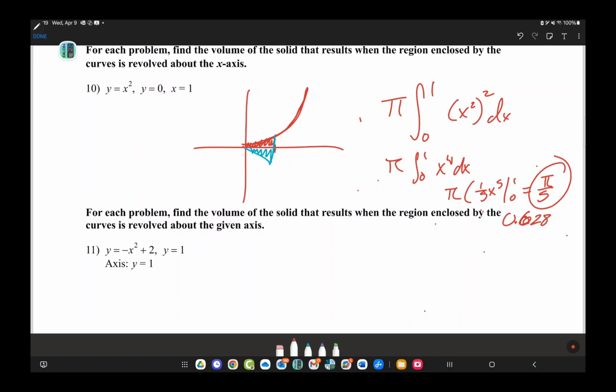Why? Because it's circular. Remember, it's pi r squared times the height. The radius is the function. What's the height? The bounds give you the height. So the radius is the function itself, so pi r squared gives you pi times the function squared, and the bounds give you the height. How do we know when to use washers? If we have a hole in between. That's basically why graphing it would probably help.